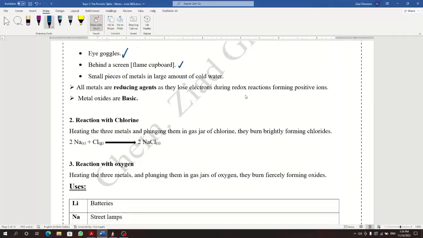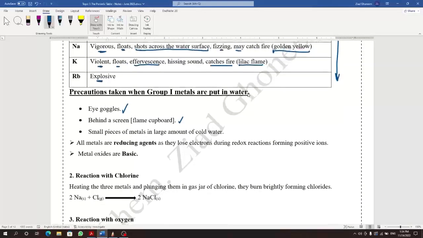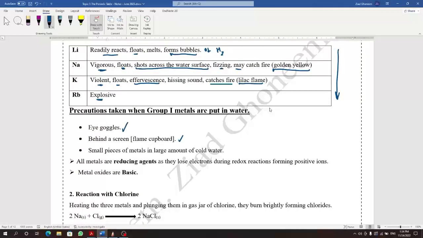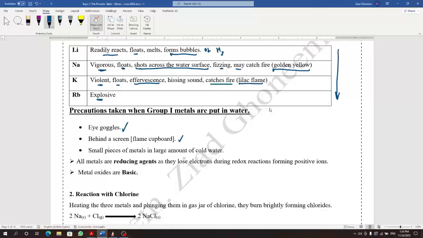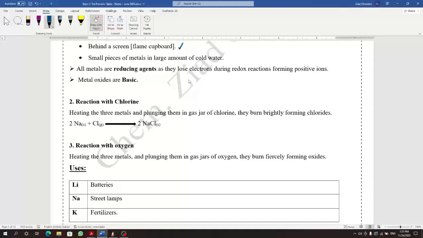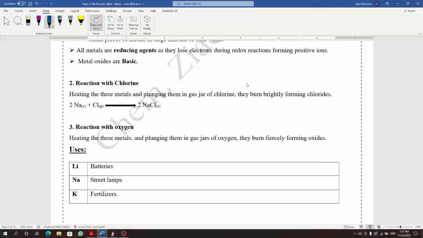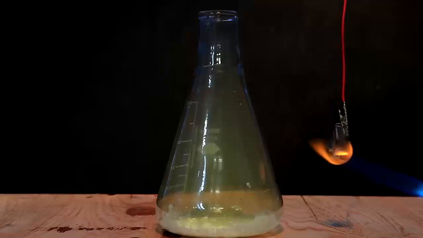And of course, in a lab or in the schools, we do not use rubidium. We use something like sodium, for example, to show the bubbles of the hydrogen, and we use lithium as well, maybe potassium, but that's it. You can't use rubidium. It's so reactive, it will be exploding. All metals are reducing agents. We will talk about that at the end of the topic. The reducing agents, the oxidizing agents, and the redox reactions, all of that, we'll talk about it at the end of the topic. Now we have the reaction with chlorine.